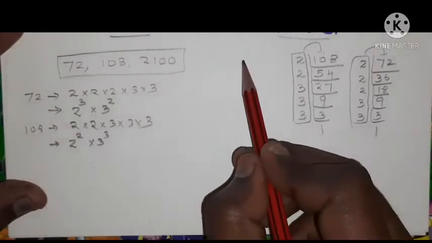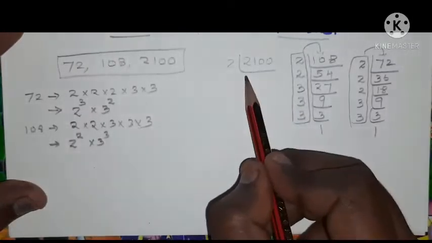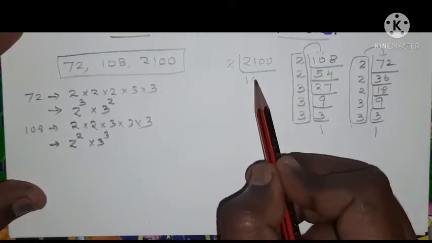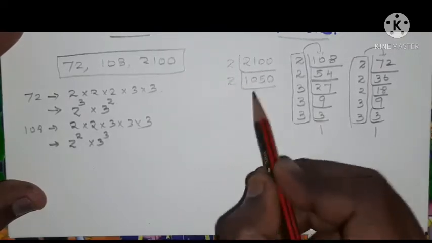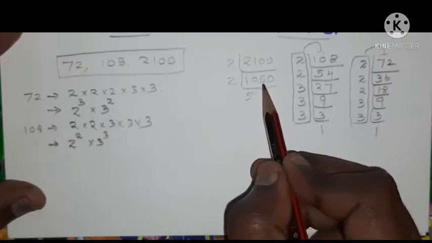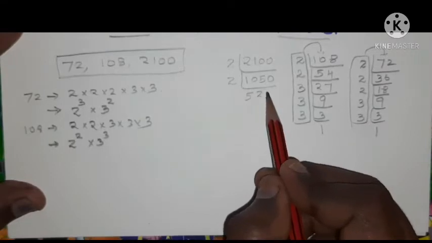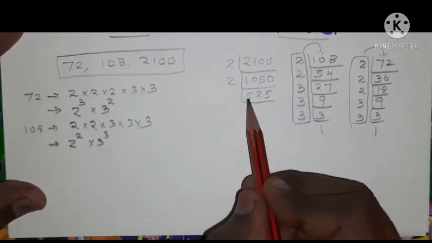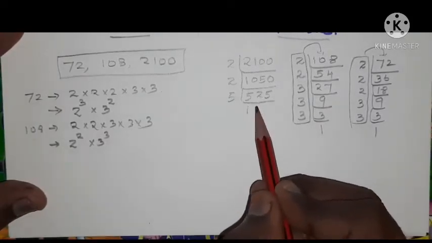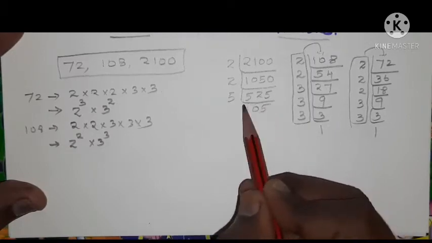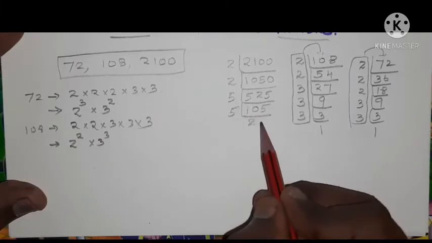Okay, next we'll go to 2100. We'll find the prime factors. First we divide by 2, then by 2 again. Now it can be divided by 5, so I have chosen 5 as a factor here. Again it can be divided by 5.